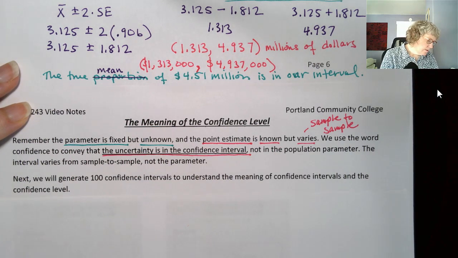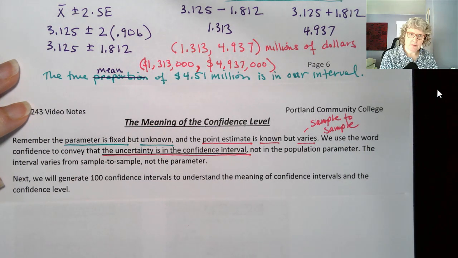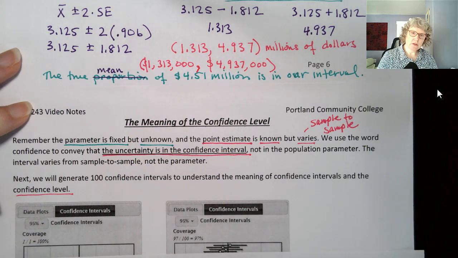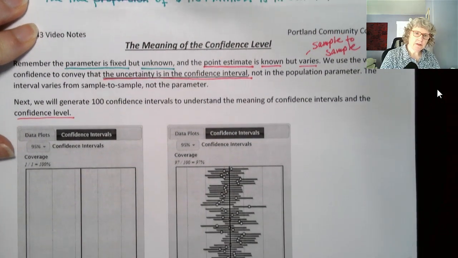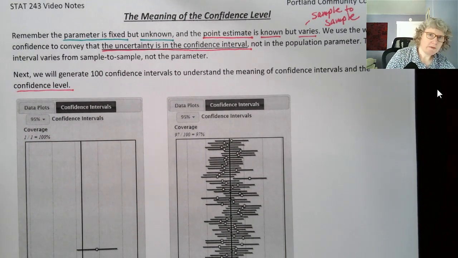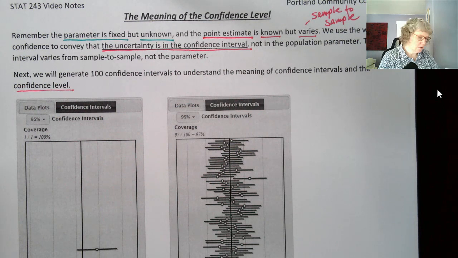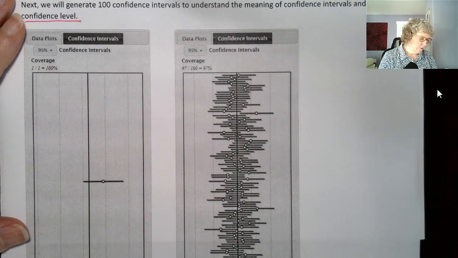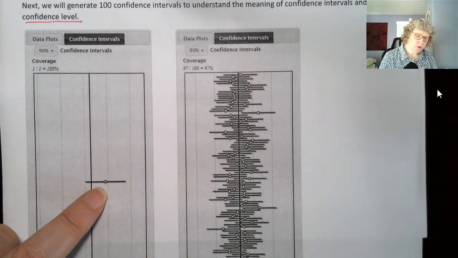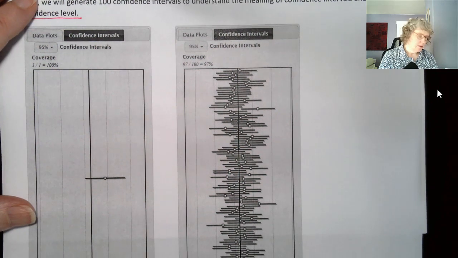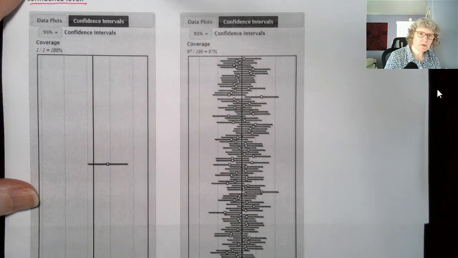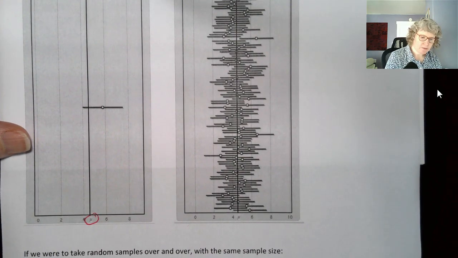Okay, so we generated our 100 confidence intervals to understand the meaning of this, mostly the confidence level, but it does show you a lot of things. Okay, so here I put these 2 graphs on the notes for you. The graph on the left has one confidence interval, and this is the one we originally did in our sample. And at the bottom of the graph we've got mu, which is the solid line.